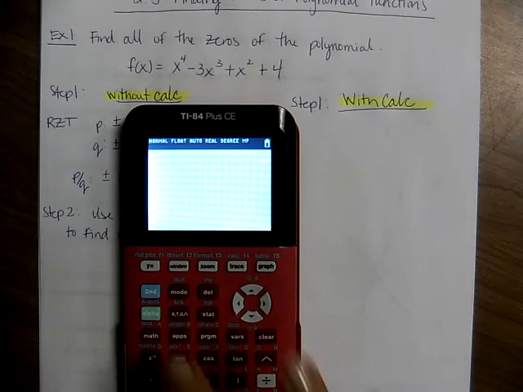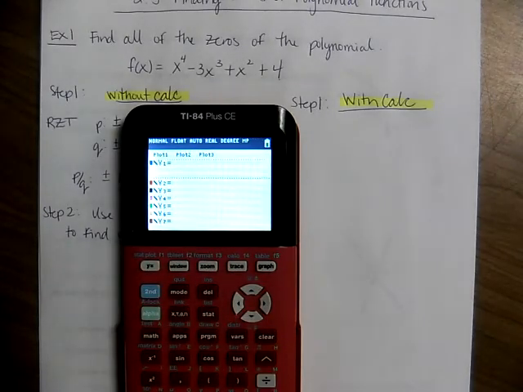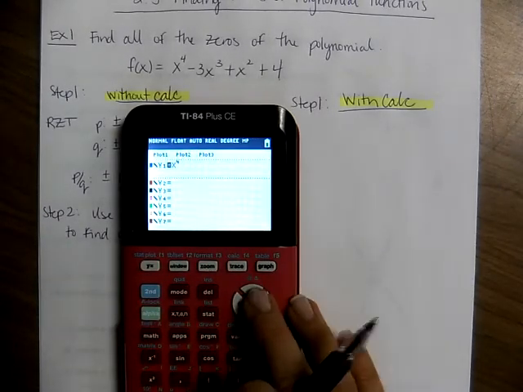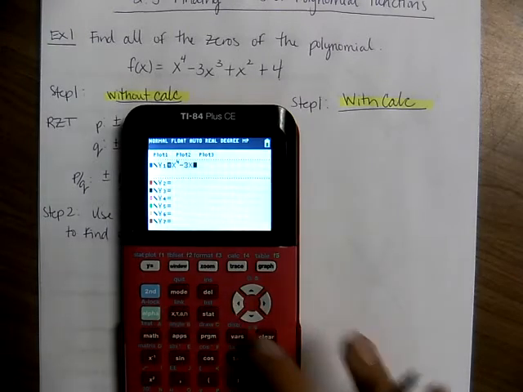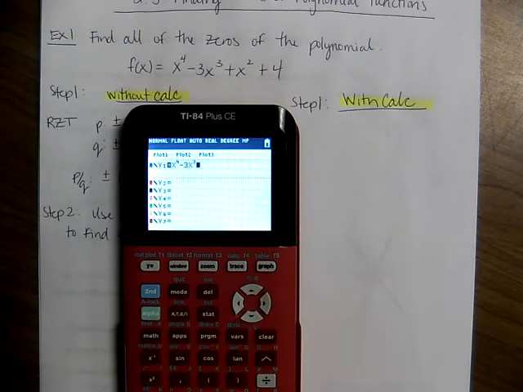Okay, so we put our function in. So x to the 4th minus 3x cubed plus x squared, and then plus 4. Okay, and now we're going to graph it.